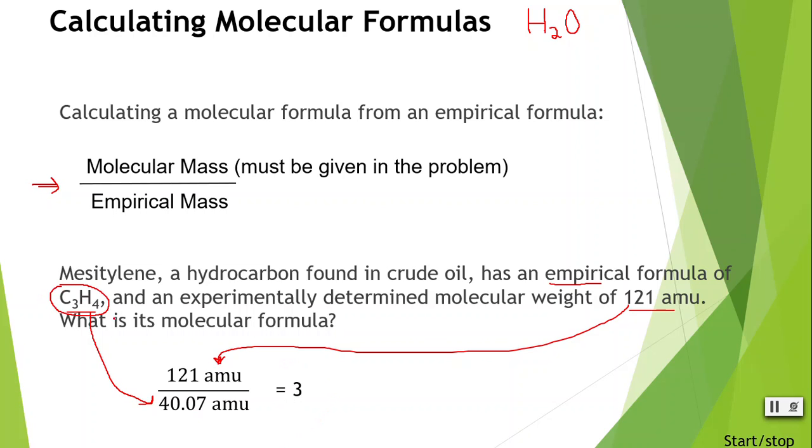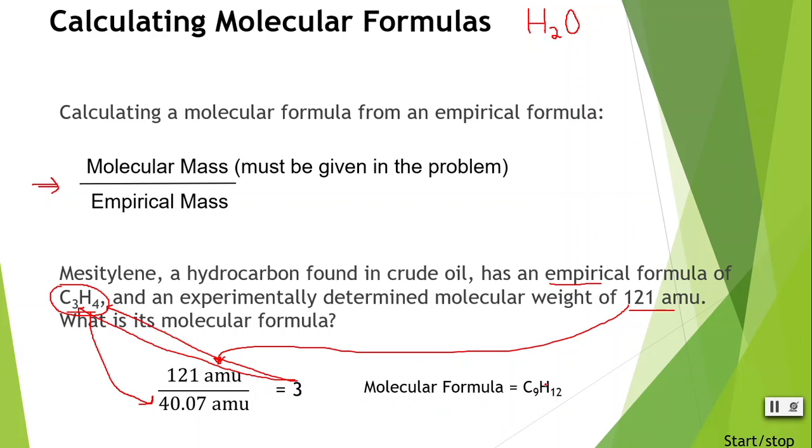So that means I need to take that 3, and to get my molecular formula, I need to multiply that 3 by each of the subscripts in the empirical formula. So my resulting molecular formula is C, 3 times 3, or 9, H, 4 times 3, or 12. So that is how you calculate the molecular formula for a substance.